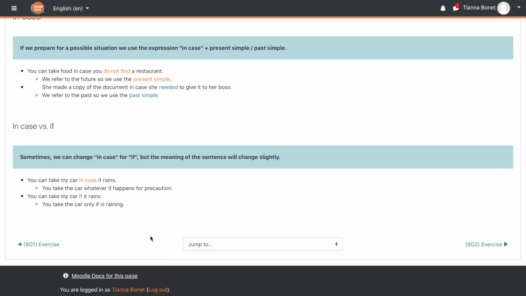In case versus if. Sometimes we can change in case for if, but the meaning of the sentence will change slightly. For example, you can take my car in case it rains. You take the car whatever happens, for precaution. You can take my car if it rains. You take the car only if it is raining.